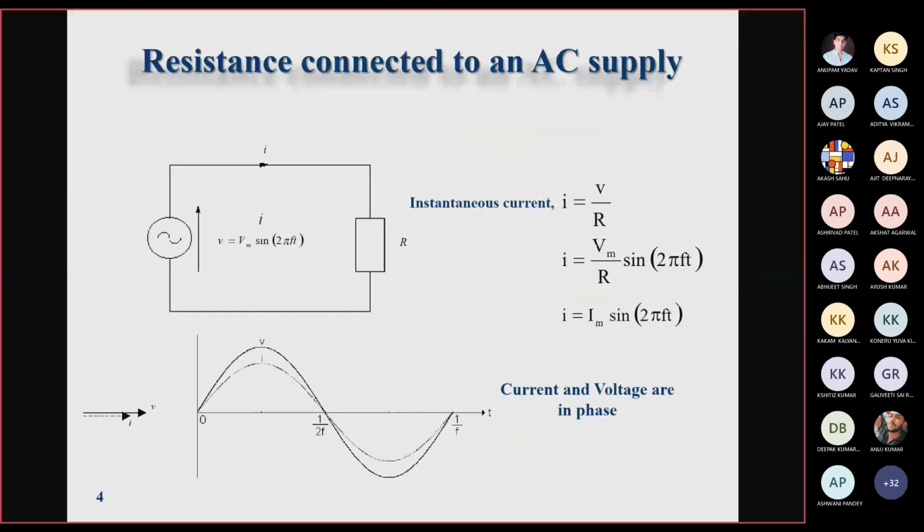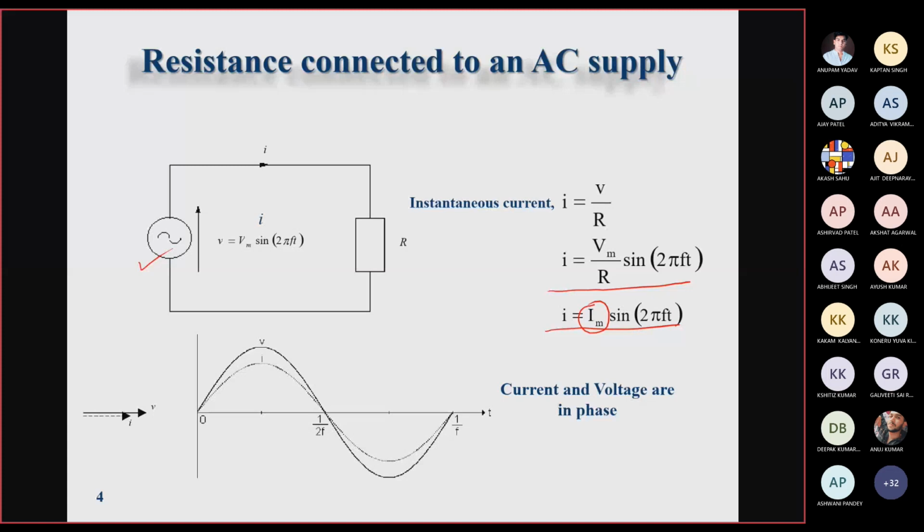So now the same circuit, if we consider a simple resistive circuit where a resistance is connected to an AC supply, this is the AC supply having voltage Vm sin ωt. When you calculate the current, it will simply be i = v/R. So you will get this expression where Im = Vm/R. So obviously the magnitude of this current will be lesser than the magnitude of voltage at each instant of time.